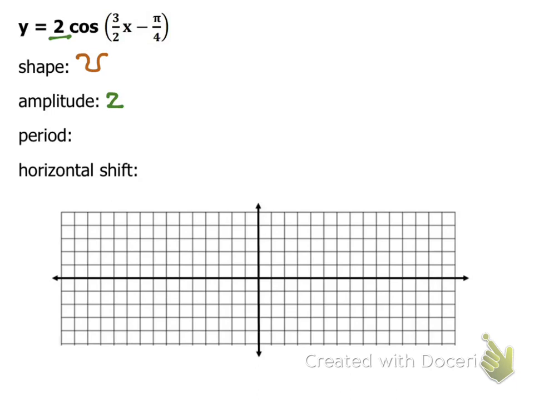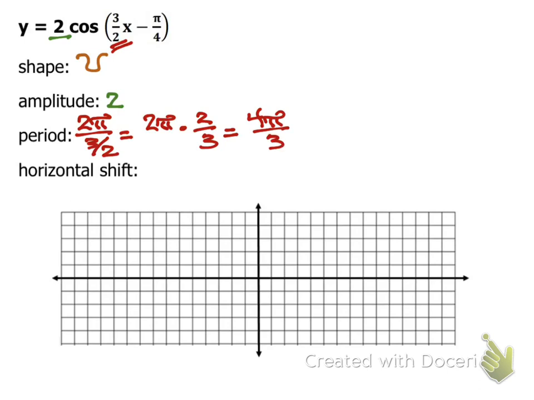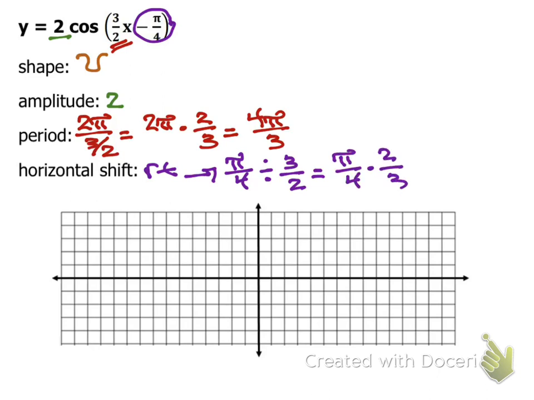The period comes from this 3/2. 2 pi divided by 3/2, which is 2 pi times 2/3, which is 4 pi over 3. For my horizontal shift, here's my negative pi over 4. We know it's going to move right, but the amount is going to be pi over 4 divided by 3/2, C over B, which is pi over 4 times 2/3, which is pi over 6.